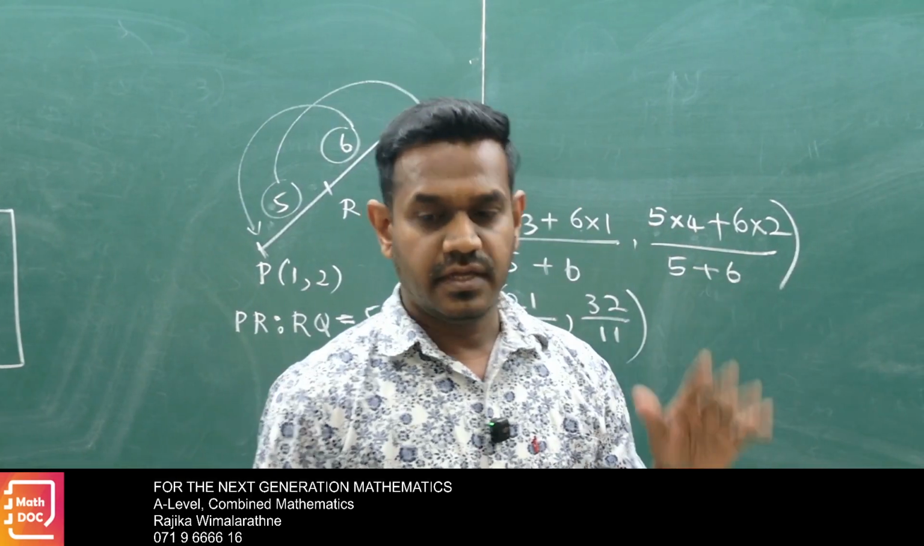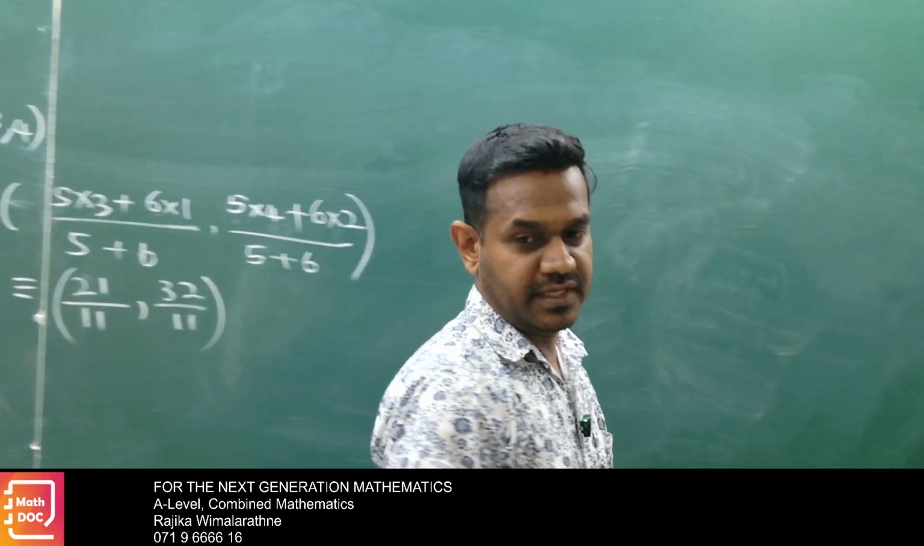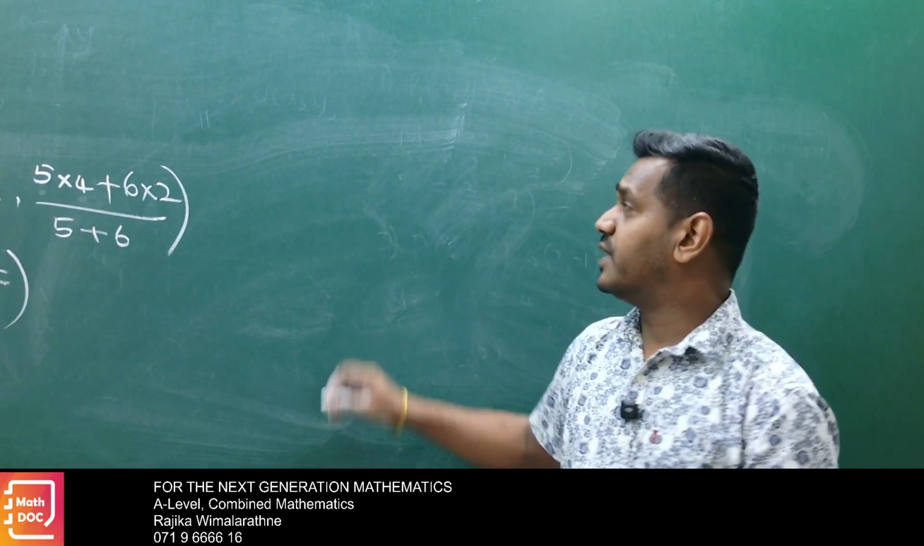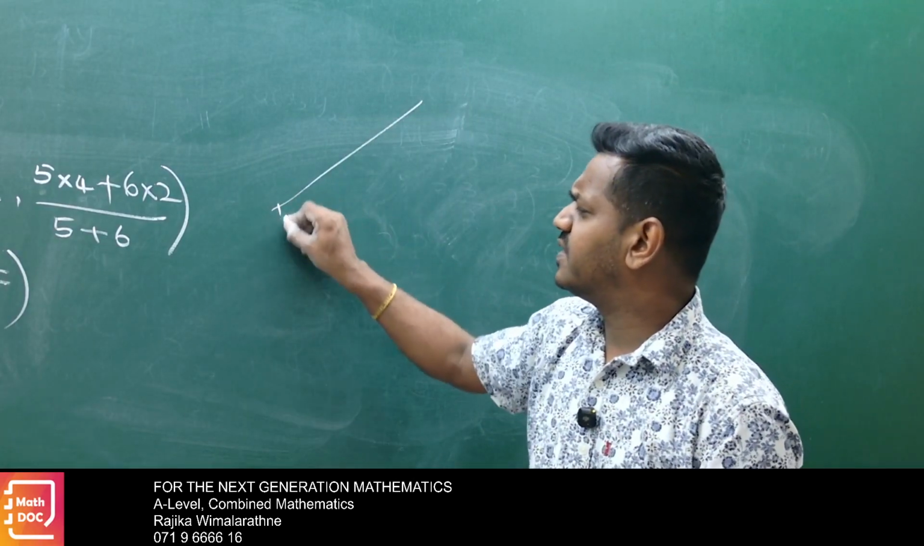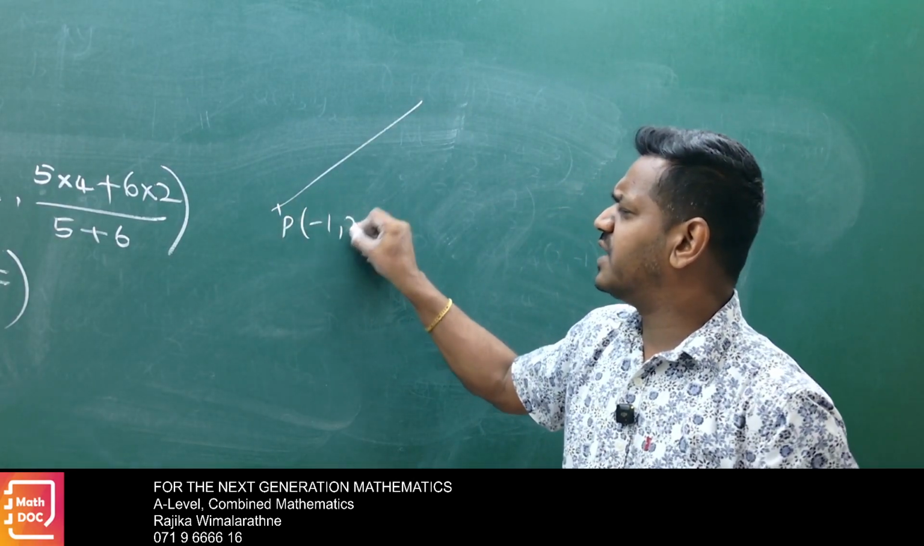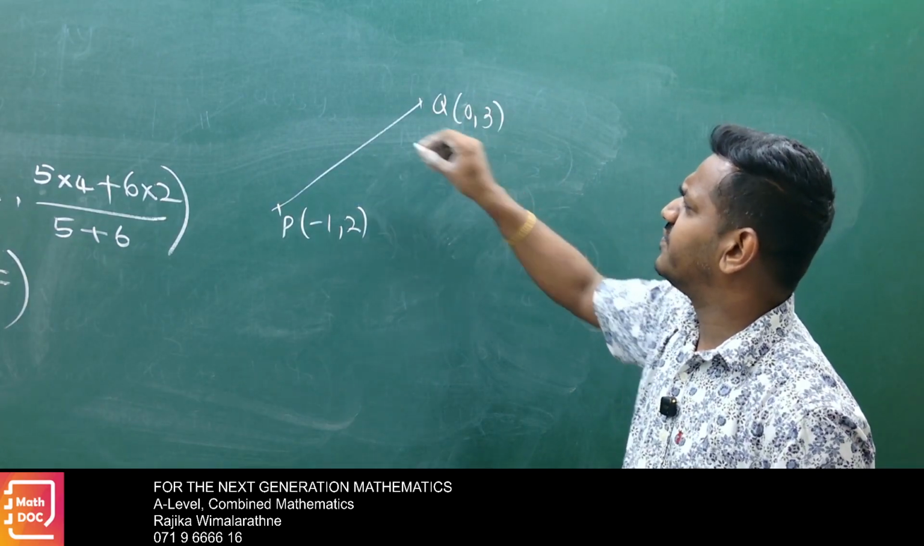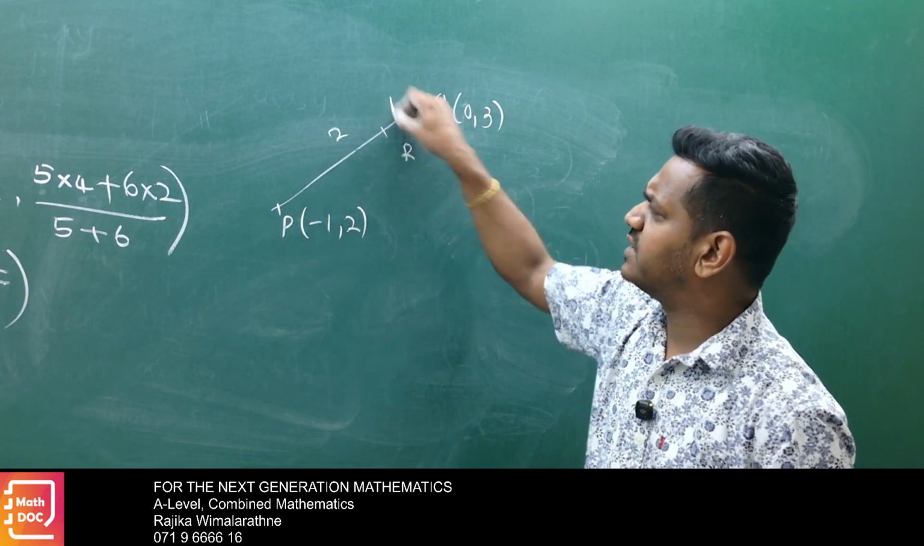Okay. Do another one with me. Here point P is minus 1 comma 2, point Q is 0 comma 3. Here R divides 2 is to 1.